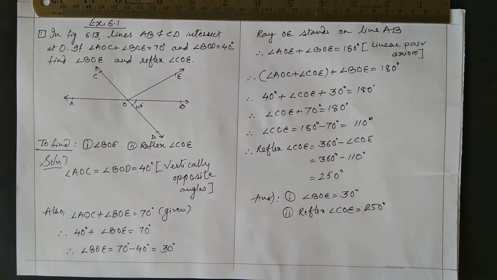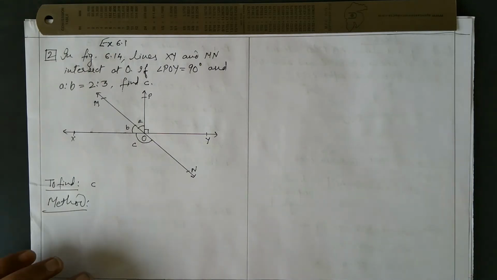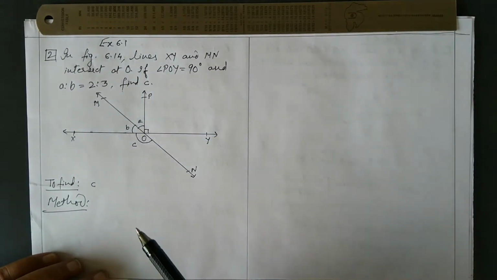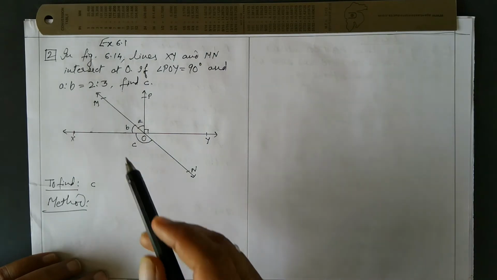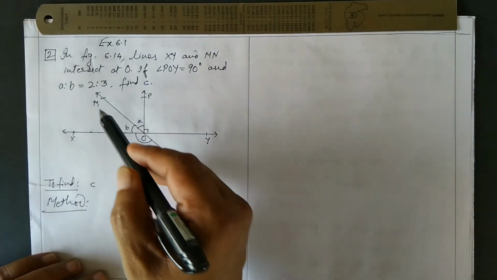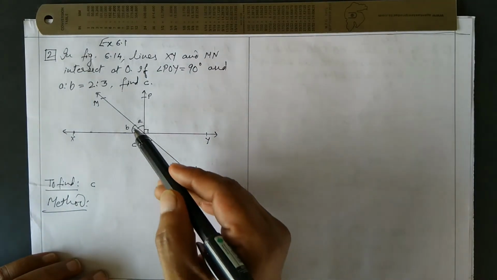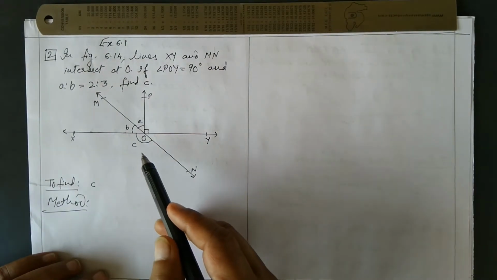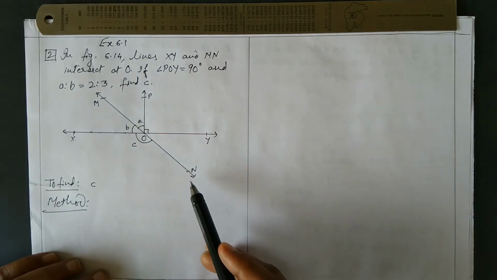Hope you have understood this. Let us see the second question of exercise 6.1. See the diagram. Line XY and line MN intersect at point O. Angle POY is 90 degrees, the measure of angle POM is A, the measure of angle MOX is B, and the ratio of A to B is 2:3. Then you have to find the value of C. C means it is the measure of angle XON.